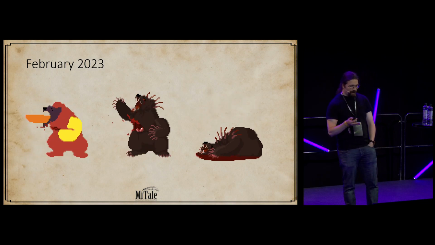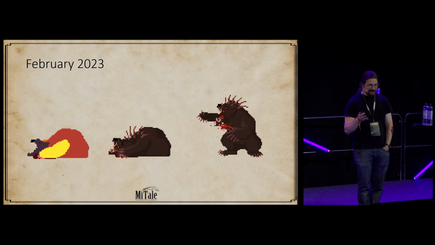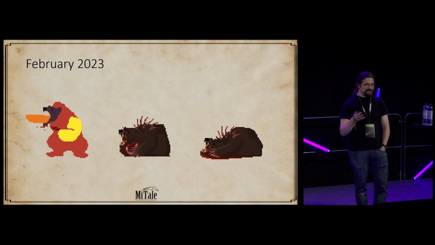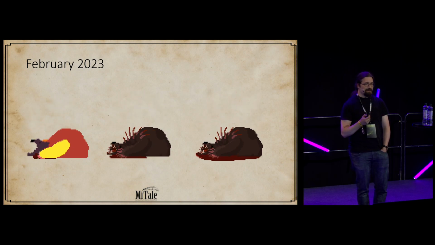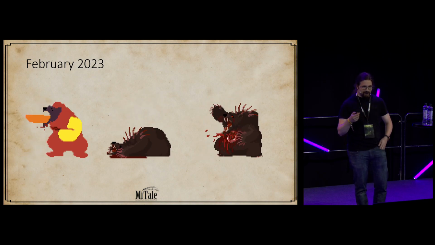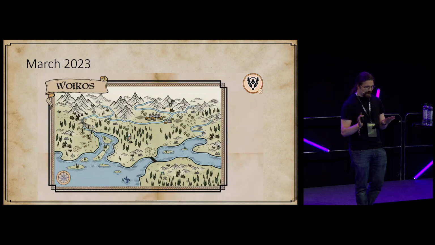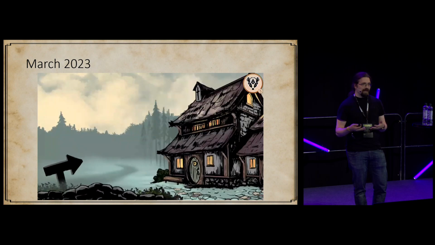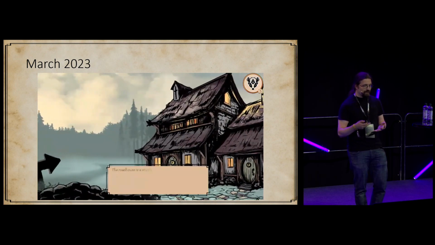This is one of our enemies called the bear spike, and the difference between the second and the third is that the feedback was make it bloodier. So we've always done a lot of that. We started doing this, and so far so good, everything's fine. And then you can see that by March we've already got a prototype, we have a better map, we have better movement, we have some nice backgrounds, we can get going.